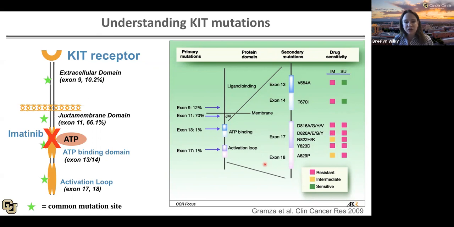And this has really been the challenge to drug development, is how do we target these more resistant mutations while keeping the majority of the disease that still is exon 11 or exon 9 responding.